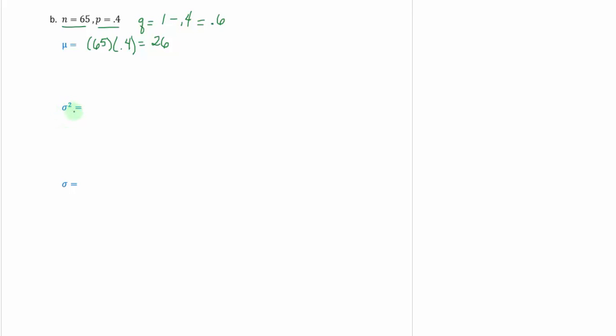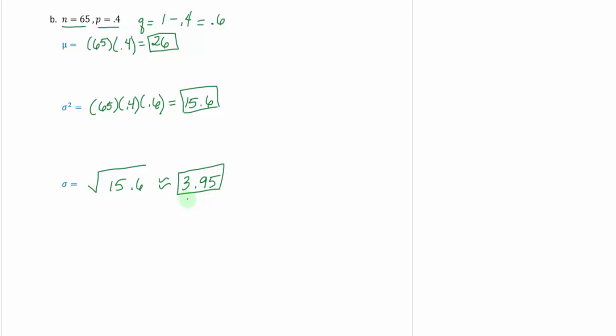Sigma squared represents our variance. That is found by taking n times p times q. 65 times 0.4 times 0.6, and that equals 15.6. And finally, sigma represents the standard deviation. So we're taking the square root of 15.6, and that is about 3.95. And there we have our standard deviation for the binomial random variable.